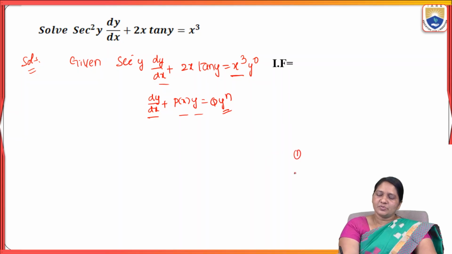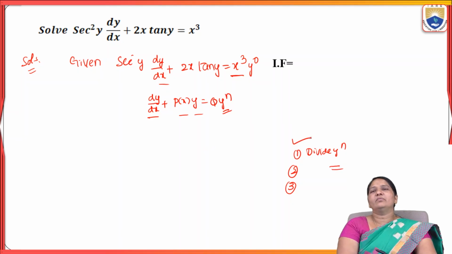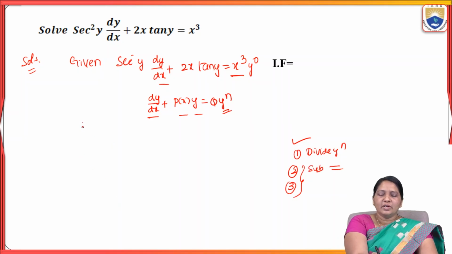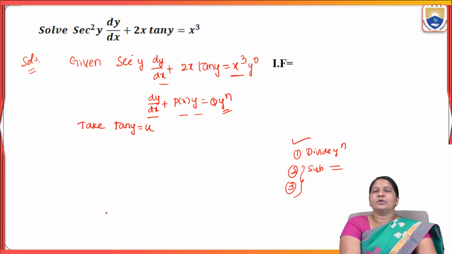What are the steps we are going to follow for the solution of the Bernoulli's differential equation? First step, we are going to divide with y power n value. So here y power n value is not there. That means no need to divide with the y power n. So the remaining procedure as it is we have to do. So here I am taking the next step, substitute value. I have to take one substitution value. Here take tan y equal to u.